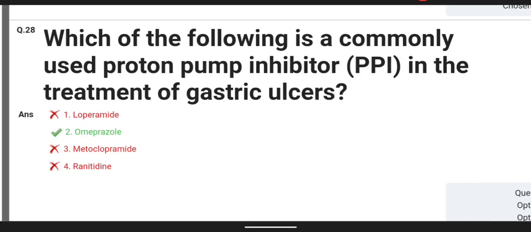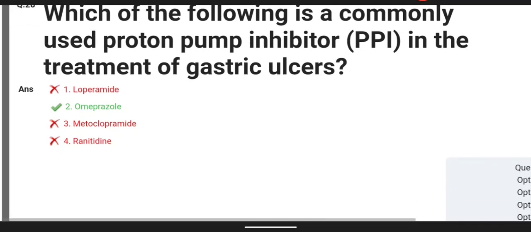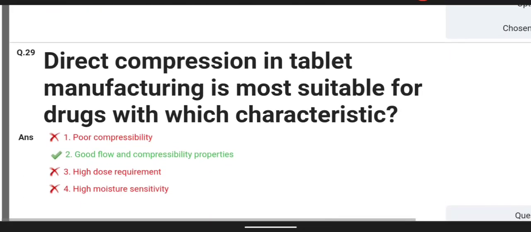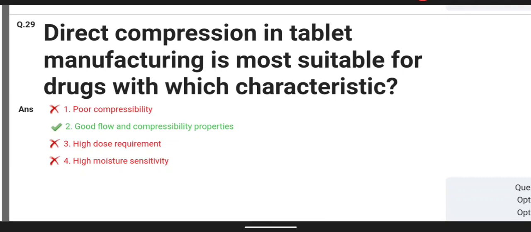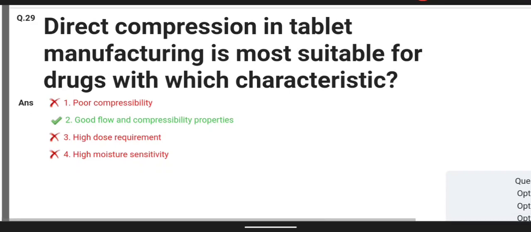Next, which of the following is a commonly used proton pump inhibitor in the treatment of gastric ulcer? Answer: omeprazole. Next, direct compression in tablet manufacturing is most suitable for drugs with which characteristics? Answer: good flow and compressibility properties.